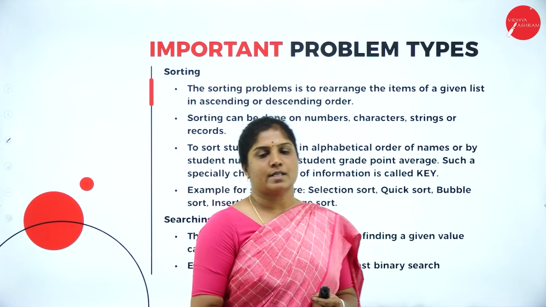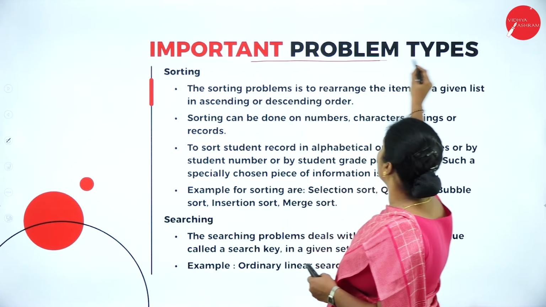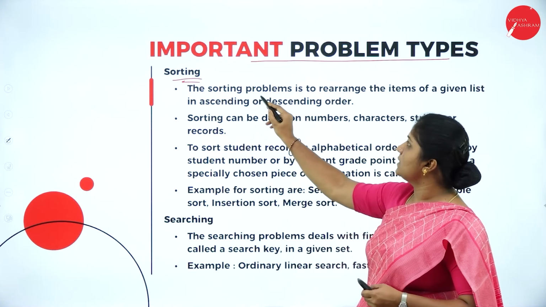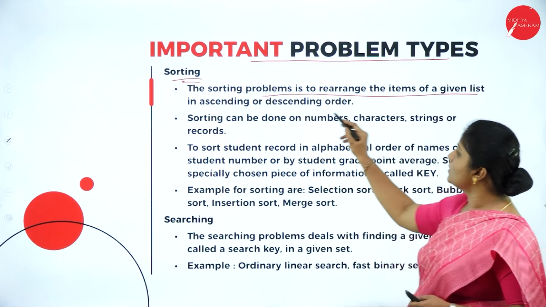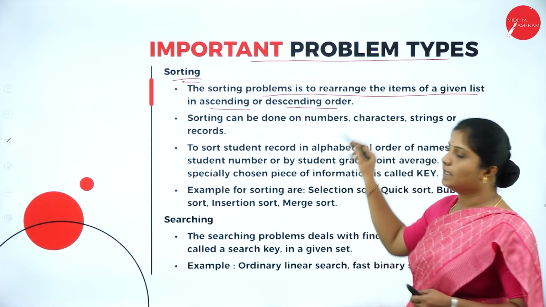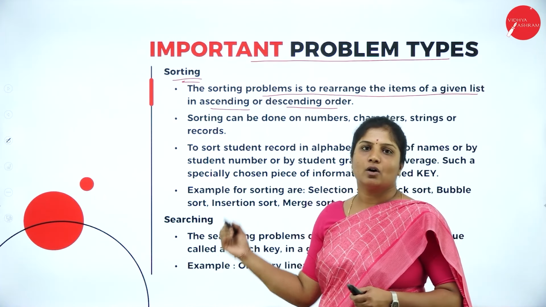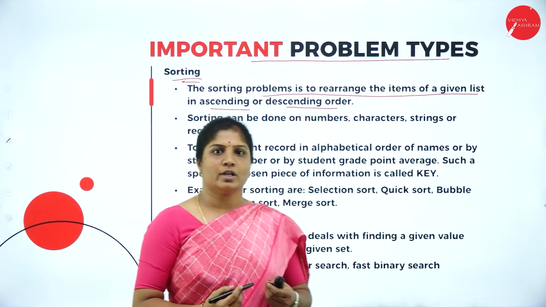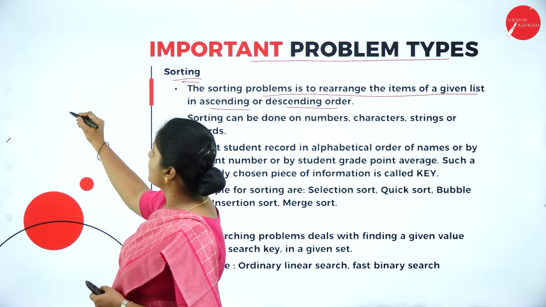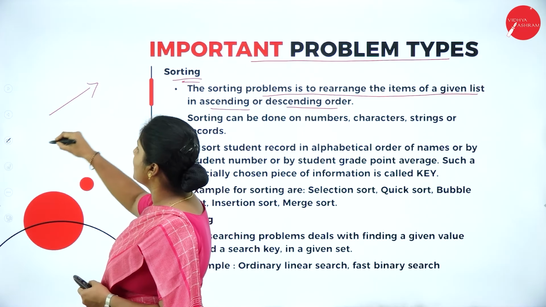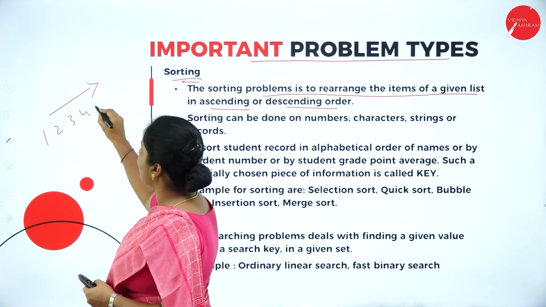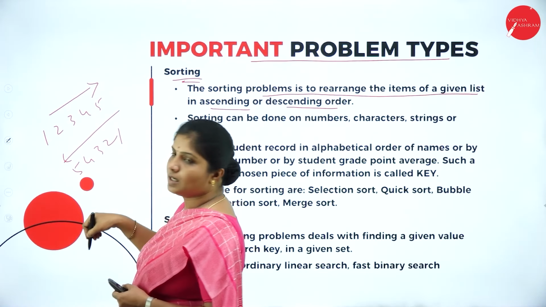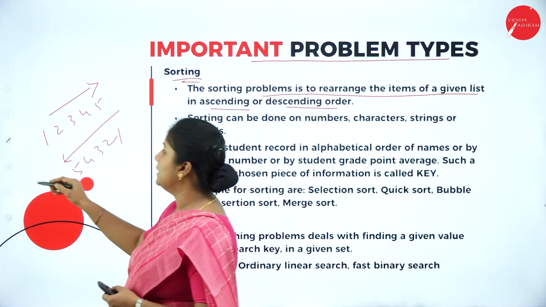Now I am going to discuss some important problem types. Firstly, I have sorting. Sorting is the problem of rearranging the items of a given set in ascending or descending order. What do we mean by ascending order? As we all know, ascending order means increasing, from 1, 2, 3, 4, 5 like this. Descending means 5, 4, 3, 2, 1. So we call this ascending or descending order.